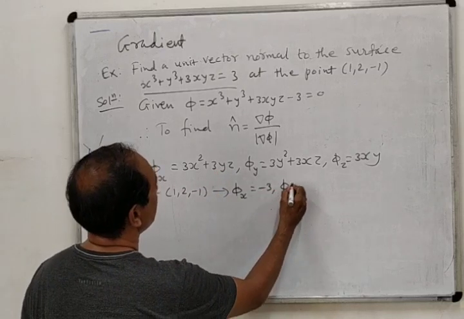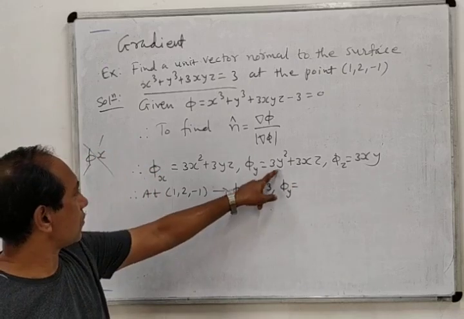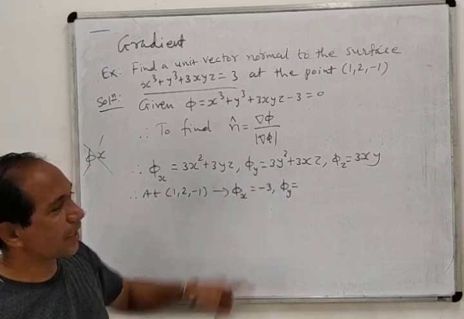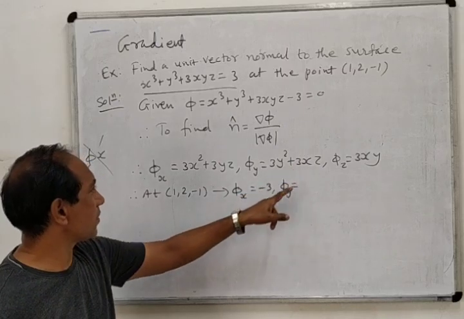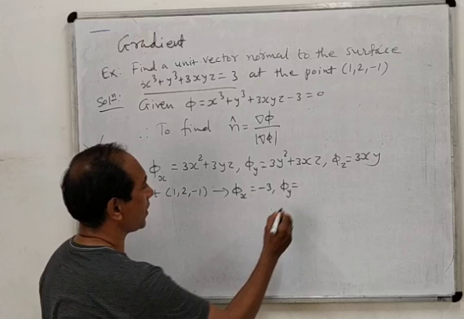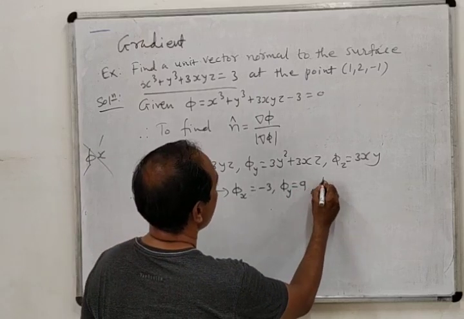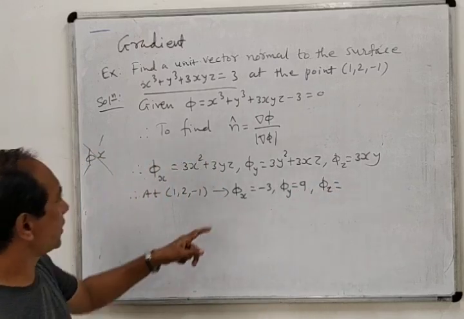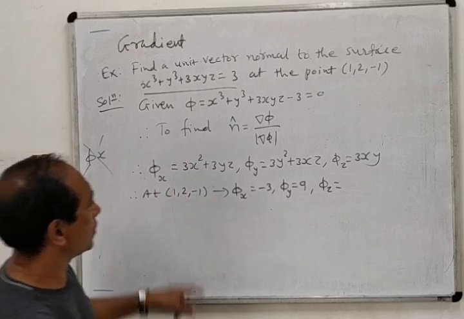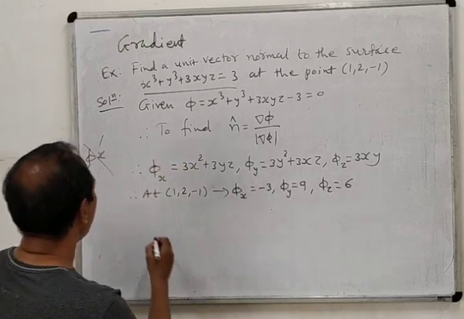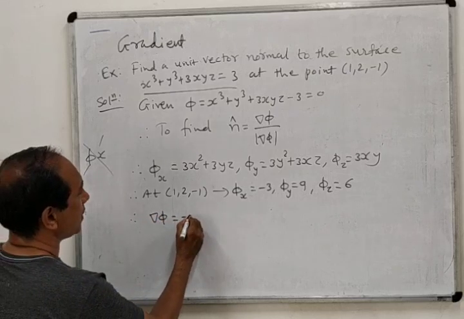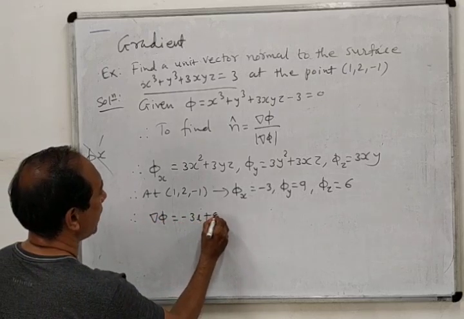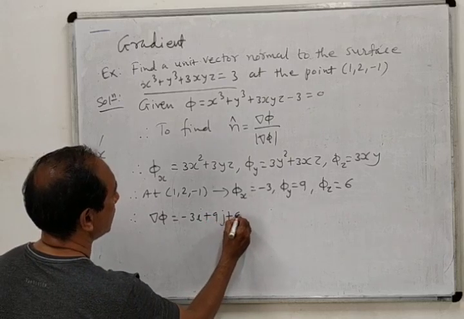Phi y: 3y square, y is 2, so 4 times 3 is 12. 12 plus 3xz, x is 1, z is minus 1, that means minus 3. So 12 minus 3 is 9. And phi z is what? X is 1 and y is 2, so it is 6. And therefore gradient phi is equal to minus 3i plus 9j plus 6k.